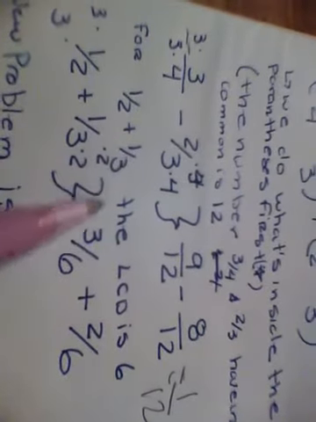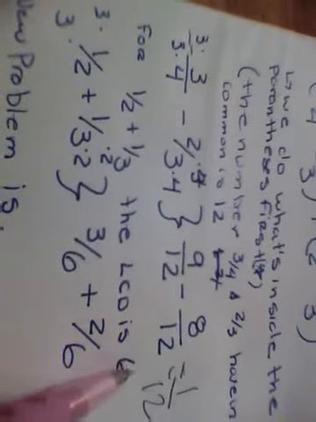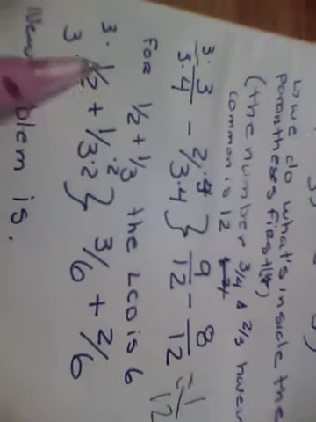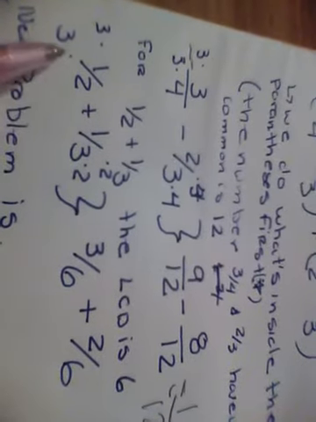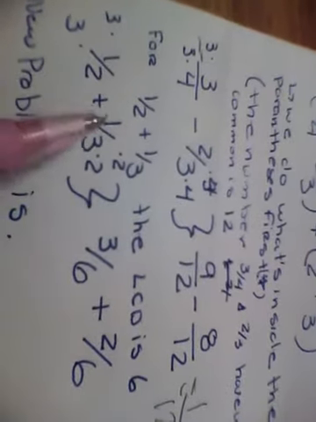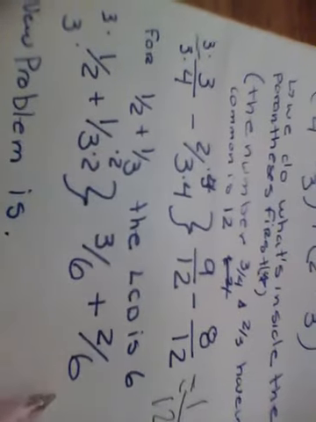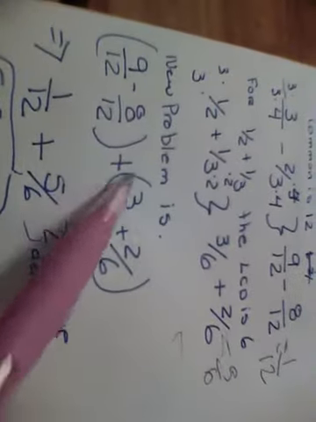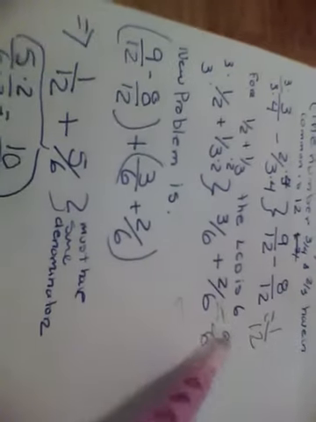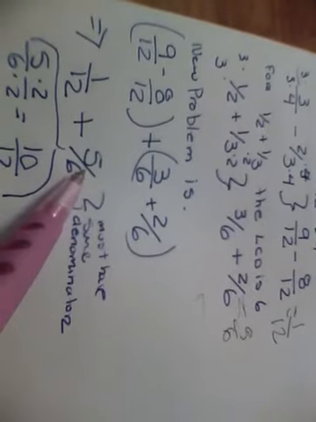Okay, so for 1/2 and 1/3, the lowest common denominator is 6. So 3 times 1 is 3, 3 times 2 is 6, 1 times 2 is 2, and 3 times 2 is 6. And then we can add these now, so it'll be 5/6. Okay, so this would be our new problem, but I already solved it over here. So it'll be, let's see, 1/12 plus 5/6.